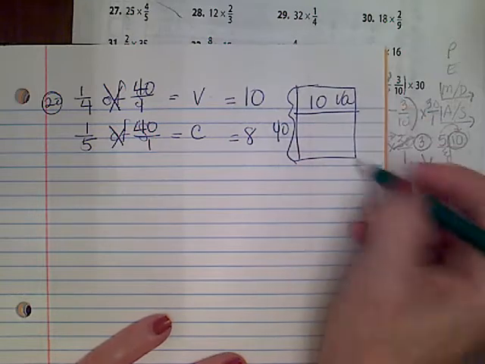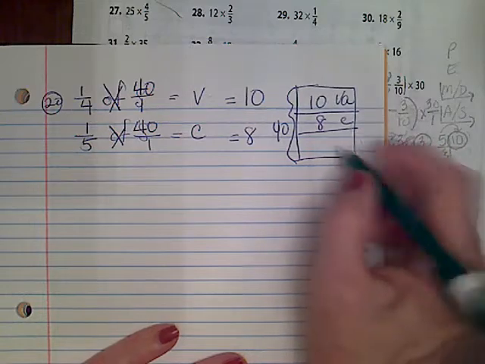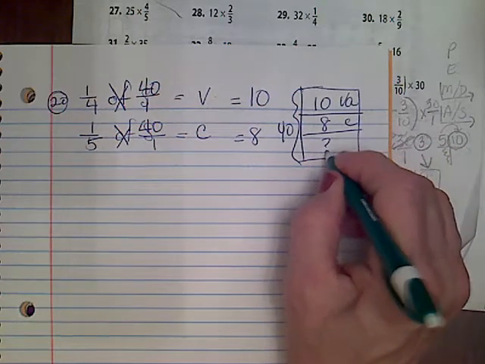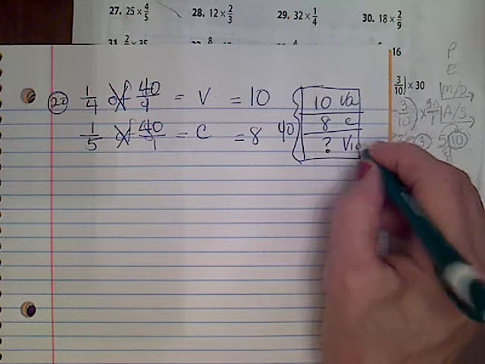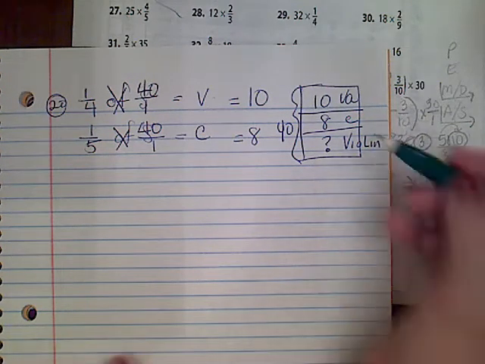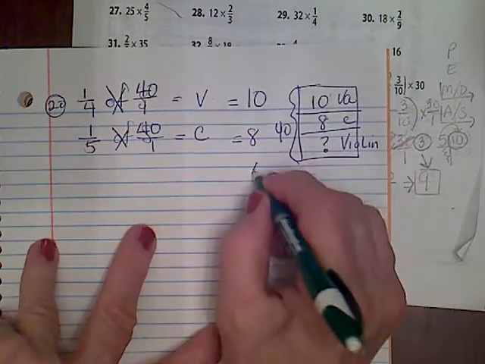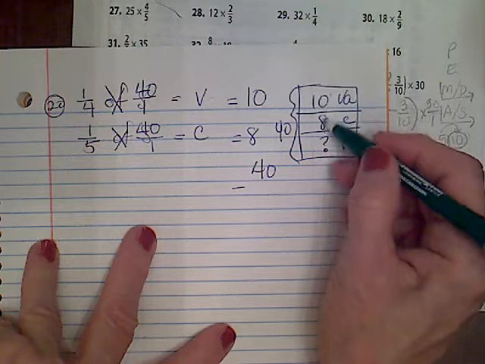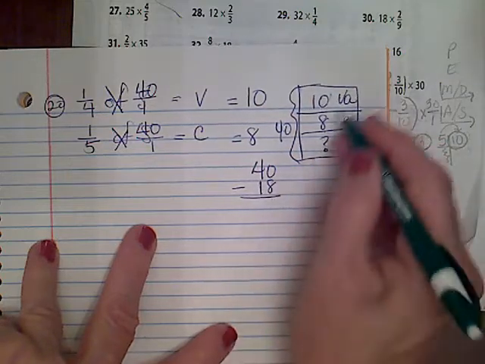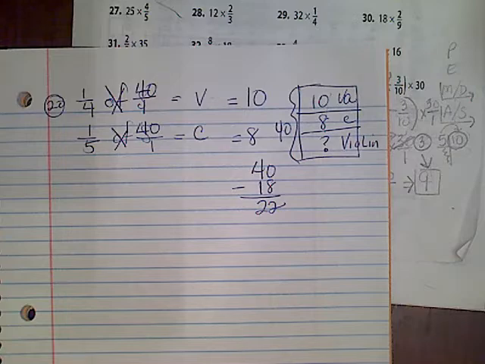I'm going to put a VA. 8 of them play the cello. The question is, how many play the violin? And what do you think you have to do? Well, if you said add these up and subtract, you were correct. So it's going to be 40 minus 10 and 8 is 18 play 2 of those instruments. So the difference is 22. So that's going to be 22.